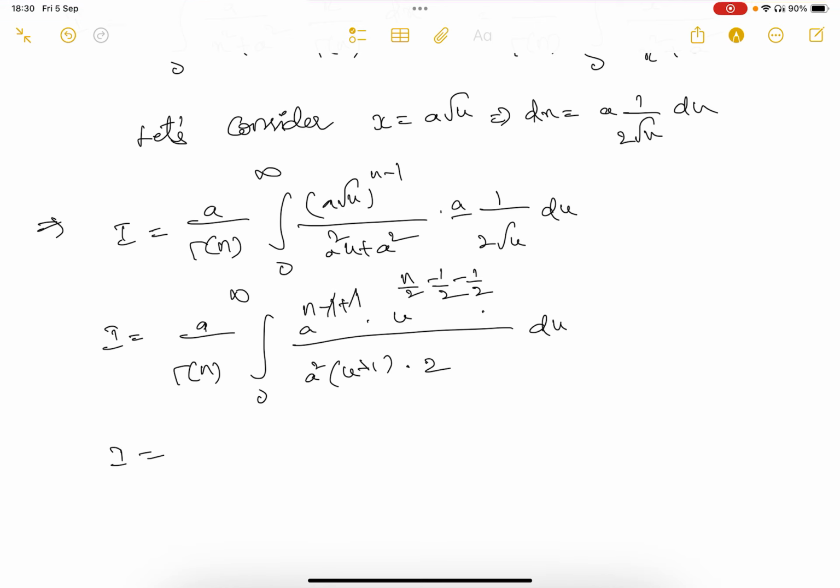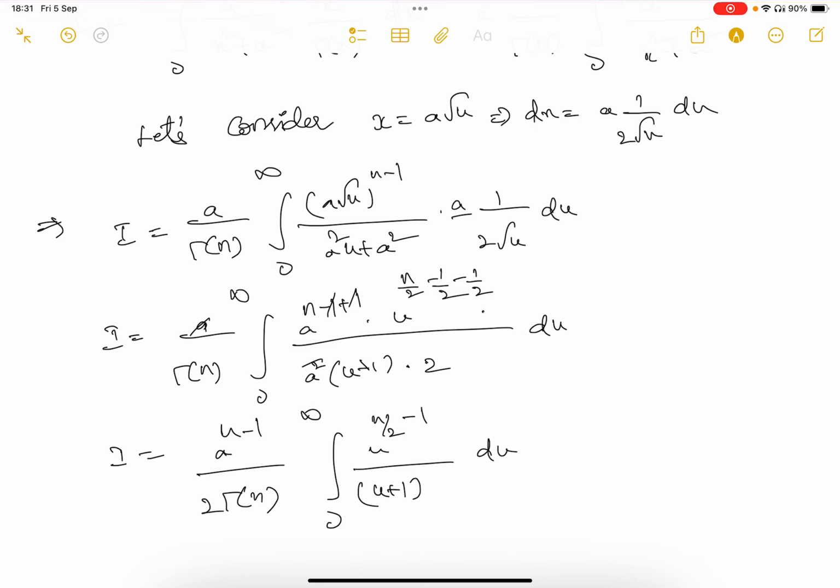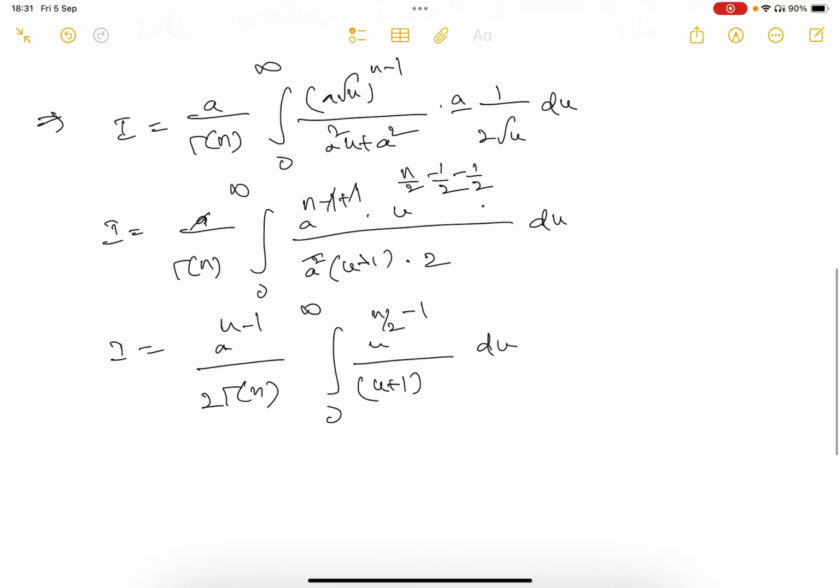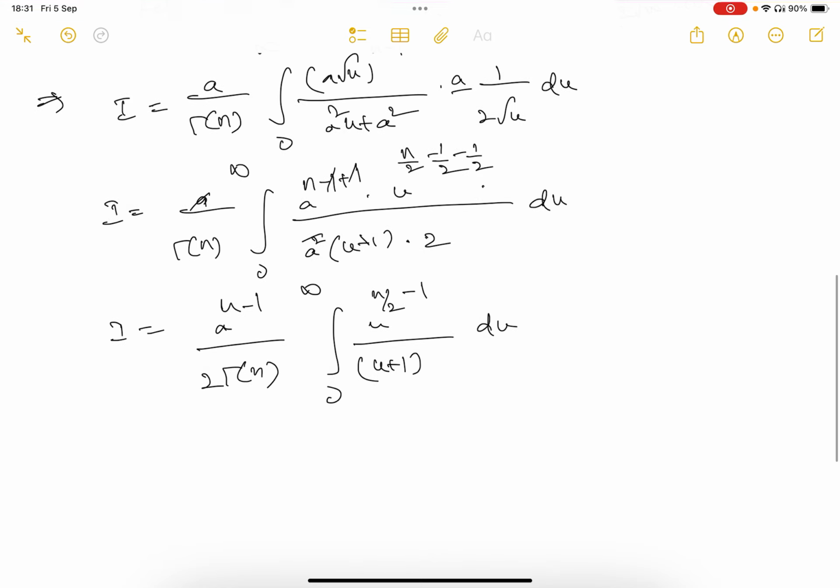So finally I is, this will go, then this will be a power n, and this a and this a, so I is a power n by a, right? A power n minus 1 by 2 into gamma of n into integral 0 to infinity. Here you can see it's u power n by 2 minus 1 by 2, by u plus 1 into du, right? So let's proceed here.